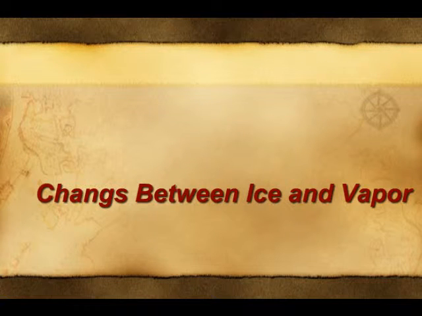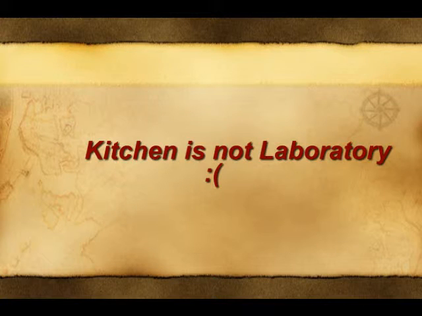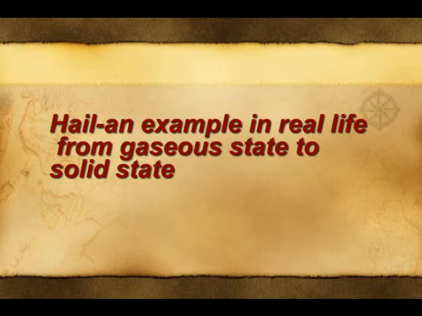Last, we want to talk about the changes between ice and vapor. This is one kind of transformation between solid and gaseous. These changes need to absorb or lose a lot of energy in a very short time, so it is not easy for us to do this kind of experiment in our kitchen. But we can see this in real life, such as here. It is a form from vapor to ice directly, and it is quite common in the summer afternoon in Italy.